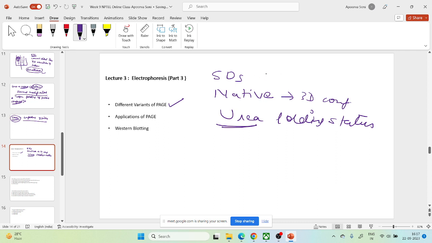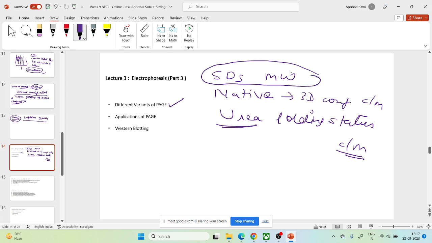Here separation occurs on the basis of molecular weight. Here charge to mass ratio. Here also charge to mass ratio. Only in SDS charge does not contribute because SDS imparts negative charge. So this is about the different variants of page.